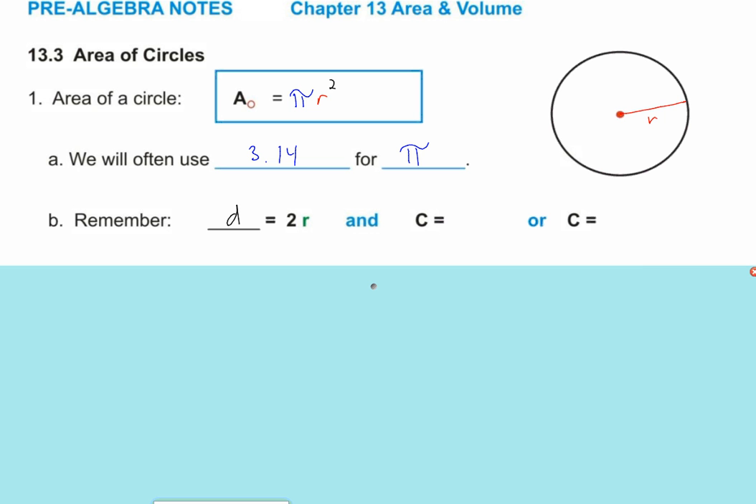Somebody raise your hand, give me one of the circumference formulas. One of the circumference formulas. Brendan? Your hand's up. Circumference formula.